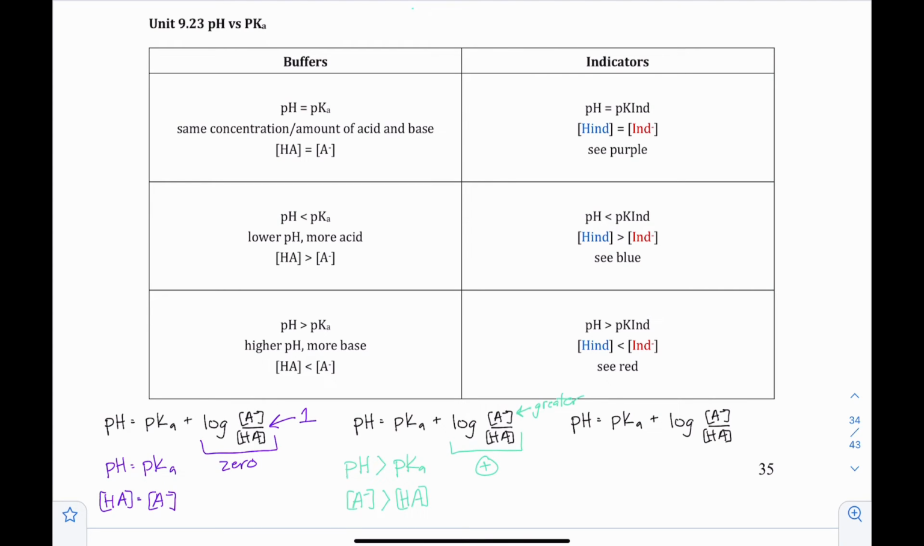When the pH is greater than the pKa, that means the second half of the equation must be positive. For the log of the concentration of the base over the concentration of the acid to be positive, the concentration of the base must be greater than the concentration of the acid.